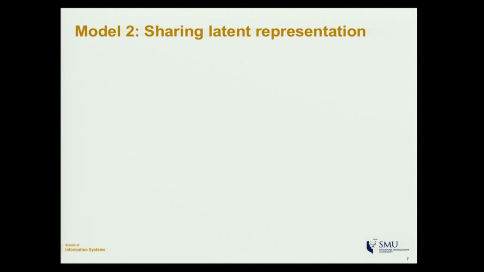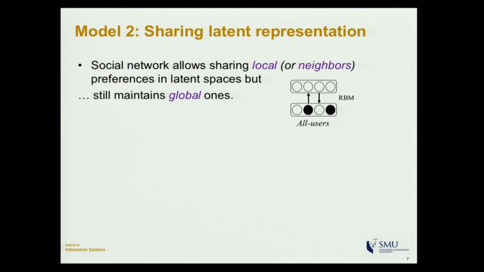In our second model, we rely on the network structure. In the previous work, they only have one RBM shared across the users, and it captures the global patterns. But besides the global patterns, we want the model to capture the local ones. This means that we want users who have a closer relationship, the neighbors, to share their own preferences.